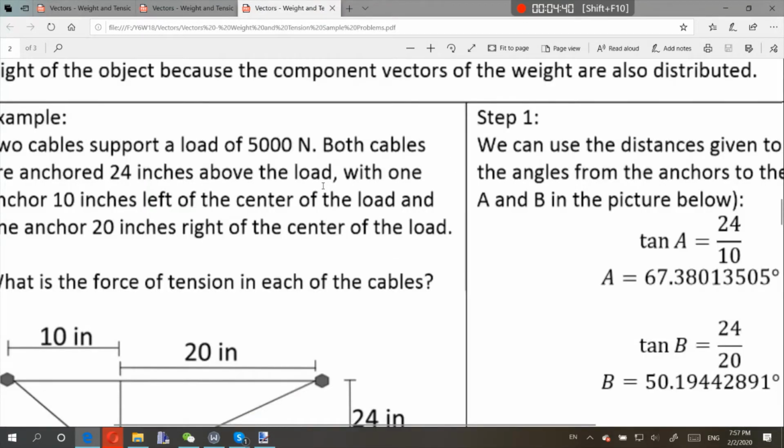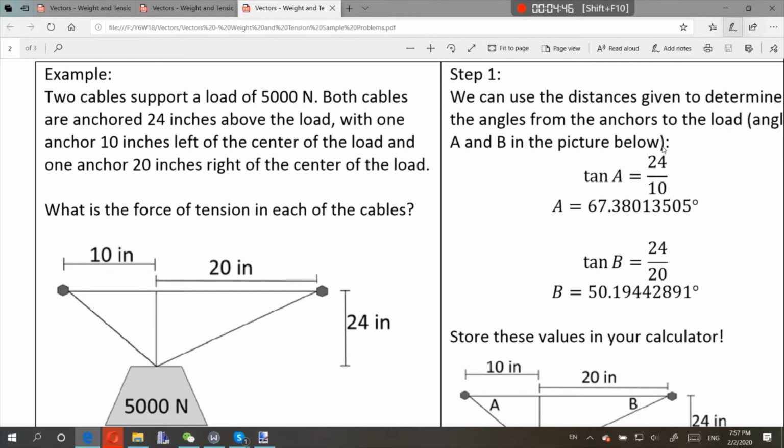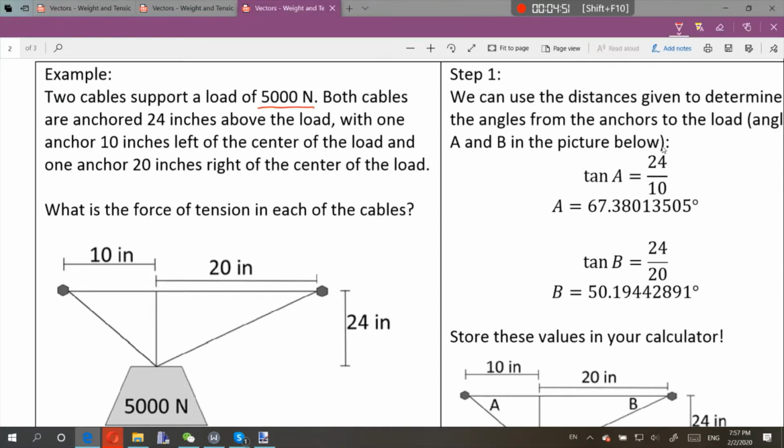Okay, so a little bit more complicated. I've got these two cables that are supporting a load of 5,000 newtons. Both cables are anchored 24 inches above the load, so I know that this one right here is 24. So this line and this line are measuring the same distance, with one anchor 10 inches left of center and one anchor 20 inches right of center. So I've got my picture here on the left.